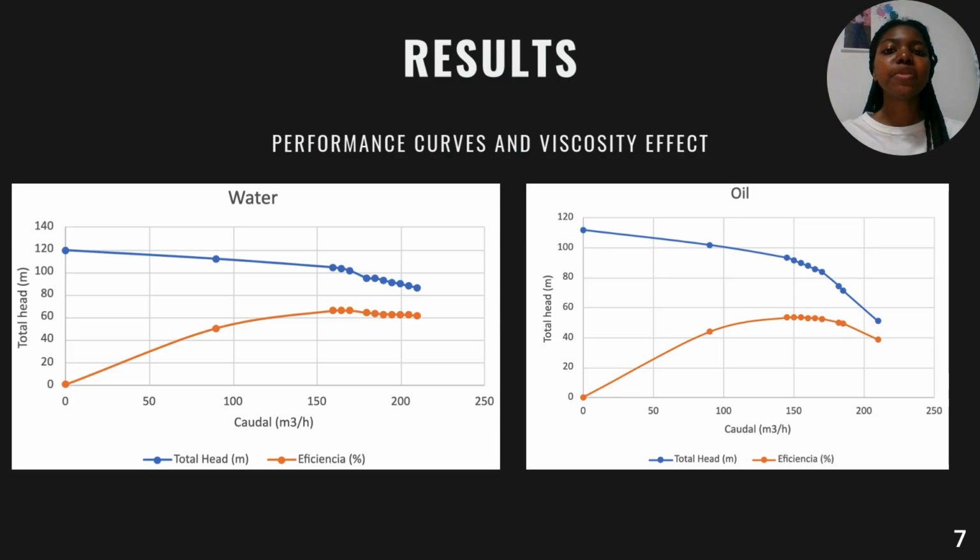The maximum efficiency with water reached 65% at 170 cubic meters per hour (BEP). For the oil, the maximum efficiency did not exceed 60%, and the BEP shifted to a lower flow rate. This shift and reduction are typical phenomena when pumping viscous fluids, as frictional losses alter the system's optimal operating point.